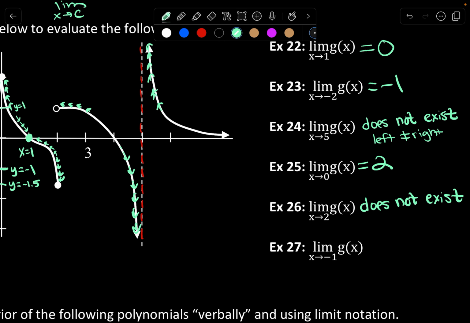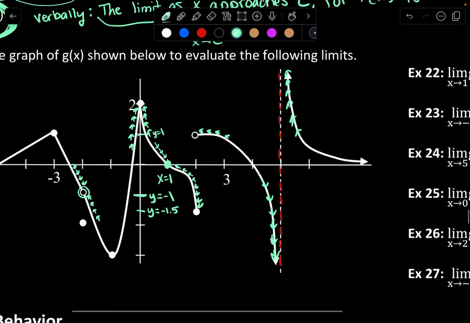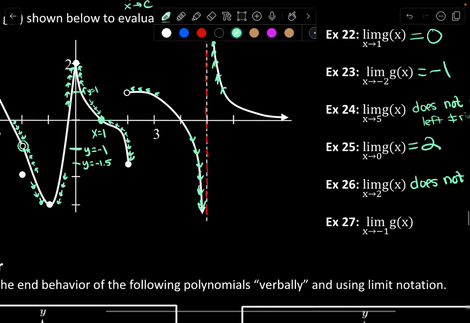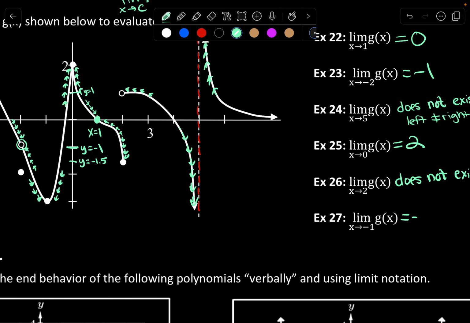And lastly, let's do the limit as x approaches negative 1 for g of x. So at negative 1, if we check both sides, we are approaching negative 3 from the right side and negative 3 from the left side. So therefore, this limit will be equal to negative 3.